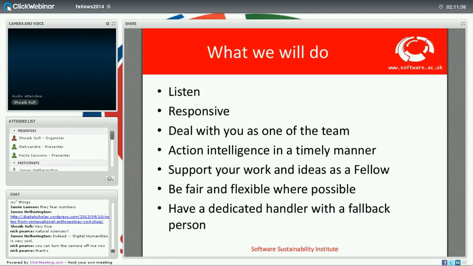Actioning intelligence, trying to follow up on leads, supporting your work and ideas as a fellow, being fair and flexible where possible. I mean, the majority of ideas which come our way are around, we want this, we would like this funded, could this be funded, and what do you think of this? We're very flexible and accommodating. And we have a dedicated person. Actually, we have two dedicated people to handle requests.